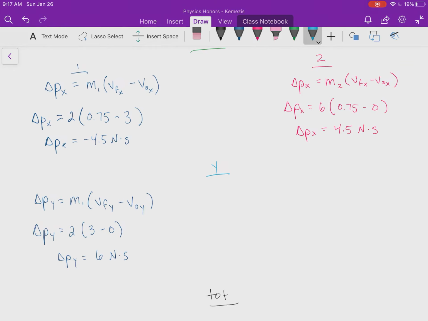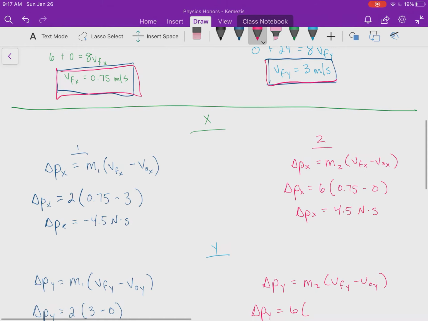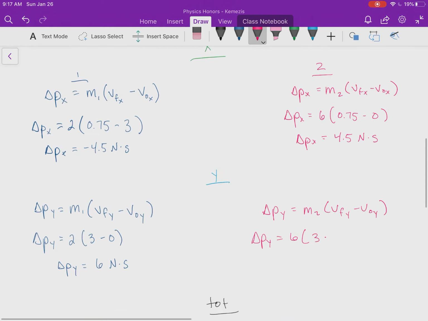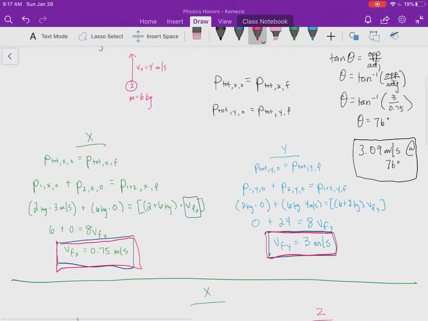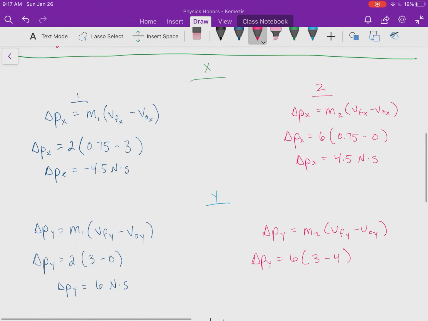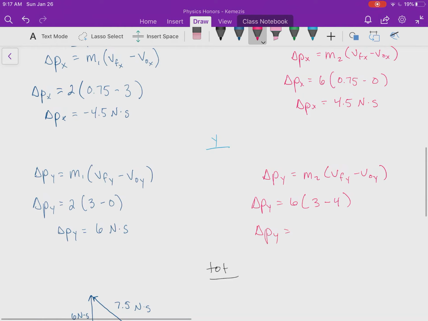Okay, and that's positive. Do it for our y direction, so delta py is equal to m2 times vfy minus v naught y. So 6 times vfy, remember what we calculated, so we got 3, minus, all of its velocity was in the y direction, so that would be 4. So delta py is 6 times 1, and this is times negative 1 because 3 minus 4 is negative 1, so negative 6 Newton seconds.